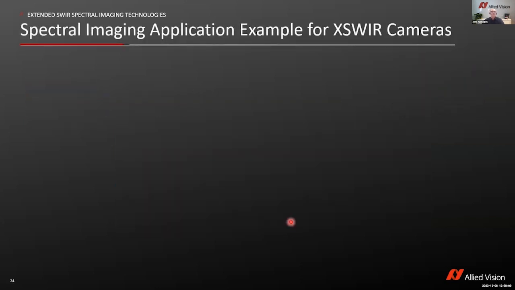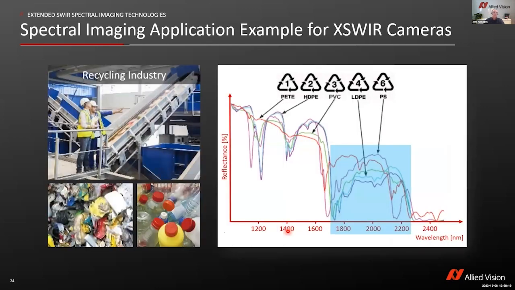So now I would like to come to the application fields where SWIR cameras are typically used. Here, the most relevant is probably spectral imaging, like we have seen already today several times. And being able to detect beyond 1700 nanometers enables to identify and analyze many more chemical compounds and materials, which is useful in many application fields, as for example, recycling industry, to sort plastics or waste or clothing.